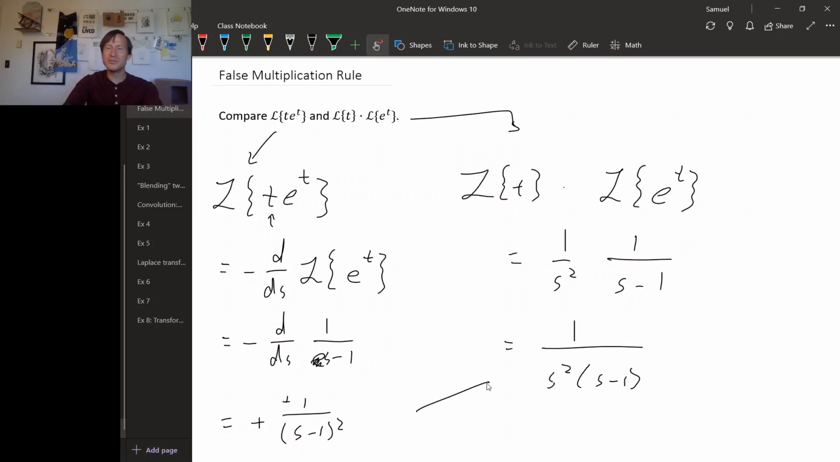Now comparing these two, you can see they just aren't the same, right? So this guess that maybe a product inside is the same as a product outside of a Laplace transform is not right. So every time you're calculating a Laplace transform, you have to be careful about multiplication inside the transform. There's no quick and easy multiplication rule for the Laplace transform like there is for a sum inside of a Laplace transform, so be careful.